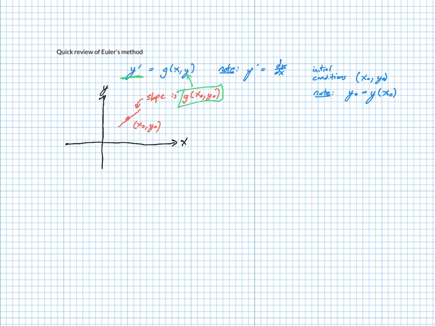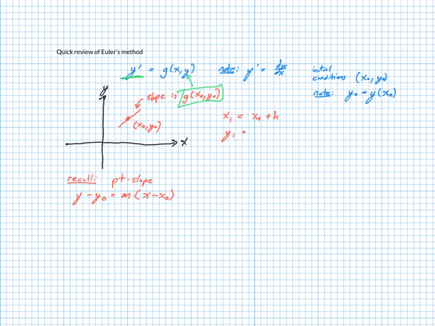Now the question is, what is the next point? So I want to move it over a little bit. So if I move x naught plus h and I call that point x1, the question is, what should y1 be? Well, we already have the slope and we have a point. So we're going to use point slope formula. So recall that point slope formula works like this. Y minus y naught is equal to the slope times x minus x naught.